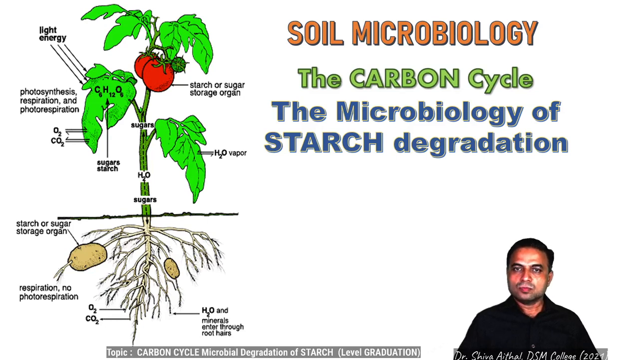Hello and welcome to the next aspect of carbon cycle, that is the microbiology of starch degradation. Starch is one of the most important polymers when it comes to reserve food material in plants. As we saw, cellulose becomes a key component of the cell wall of the cells. Here, starch is stored inside, that is, photosynthesis results in the main end product, which is starch.